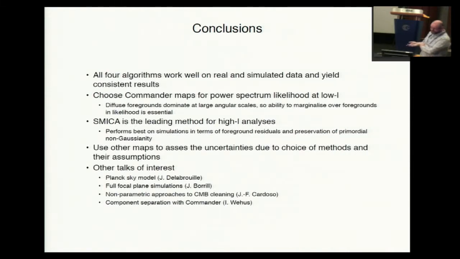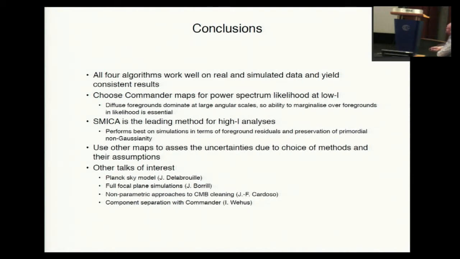So, conclusions from this. We know that all four of the algorithms work well on the real and simulated data. We've shown they get consistent results. For the low-L power spectrum, you usually choose the Commander maps. These are the ones that have been produced using the MCMC sampling, so you have the ability to marginalize over the foreground residuals there. That's essential since the foregrounds dominate at large angular scales.